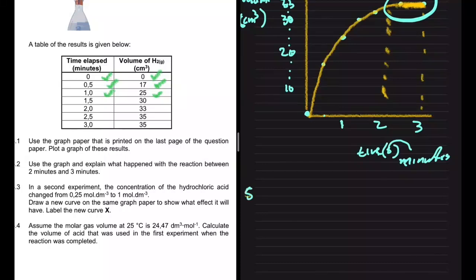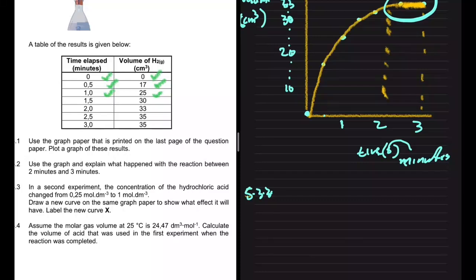5.3.3. So in 5.3.3, the question is saying, in a second experiment, the concentration of the hydrochloric acid changed from 0.5 to 1 mole per decimeter cube. Draw a new curve on the same graph paper to show what effect it will have. Label the new curve X. So the concentration of hydrochloric acid has now increased from 0.25 to 1 mole per decimeter cube.